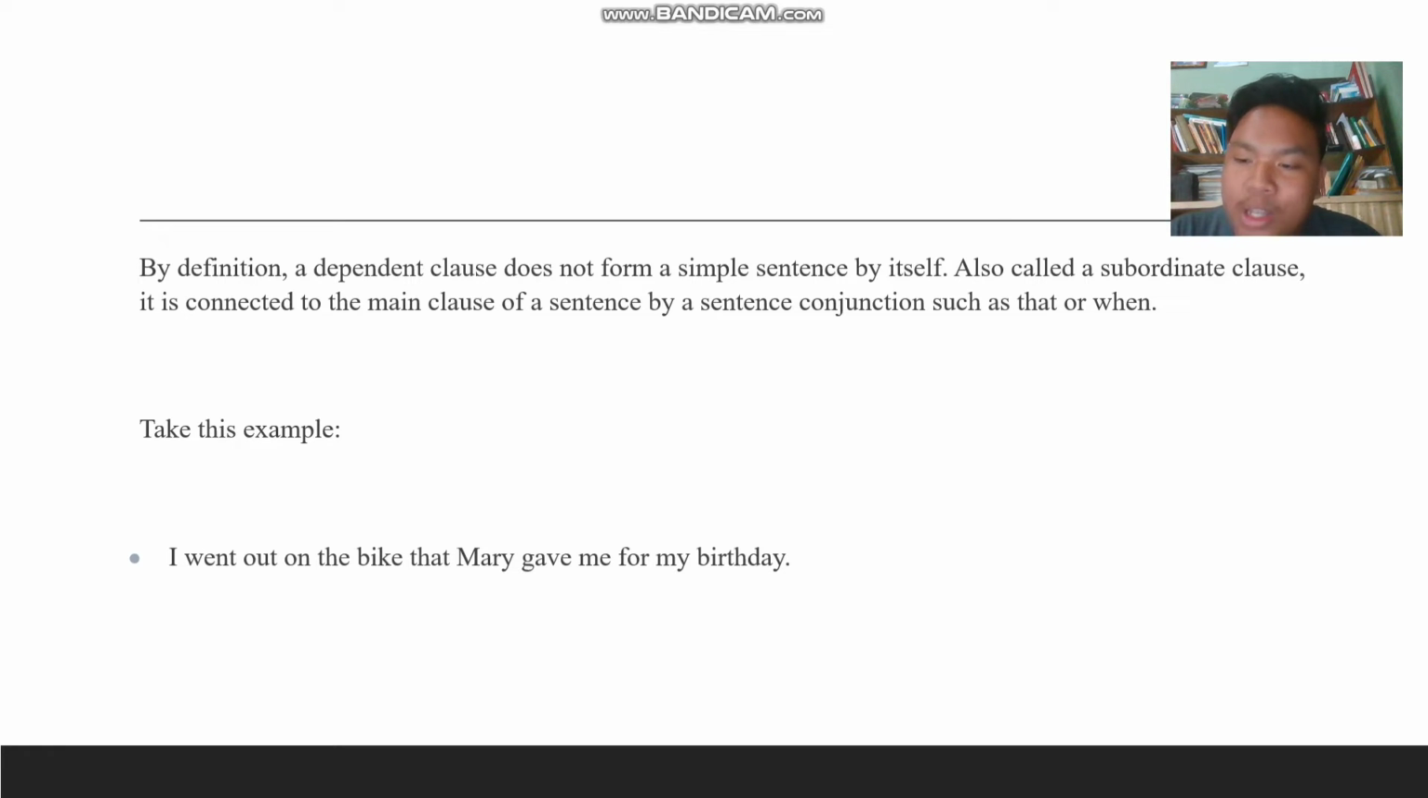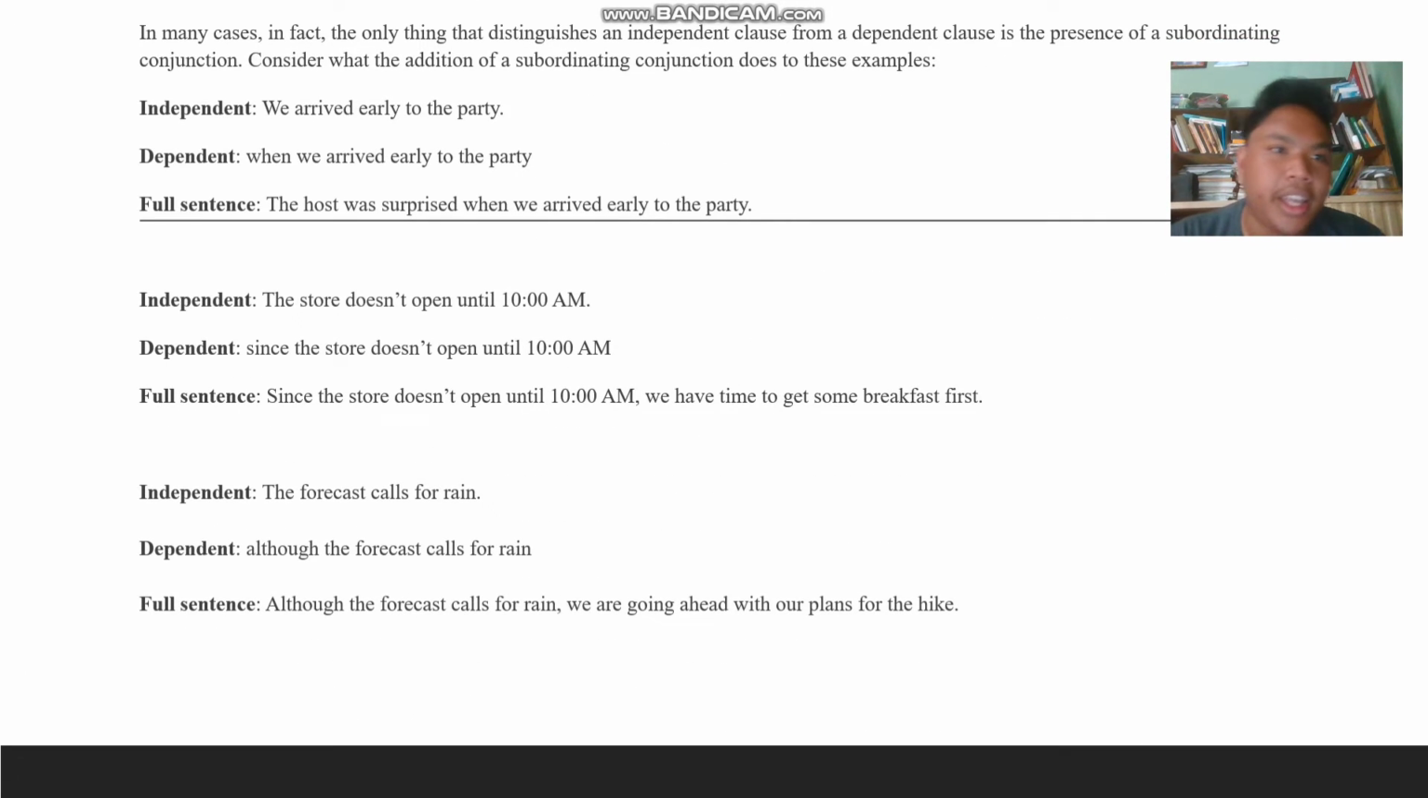For a sentence to be complete, all it needs is a subject and a verb. For example, "She's shy." No part of the sentence depends on some element expressed outside the sentence. In many cases, in fact, the only thing that distinguishes an independent clause from a dependent clause is the presence of a subordinating conjunction. Consider what the addition of a subordinating conjunction does to this example.